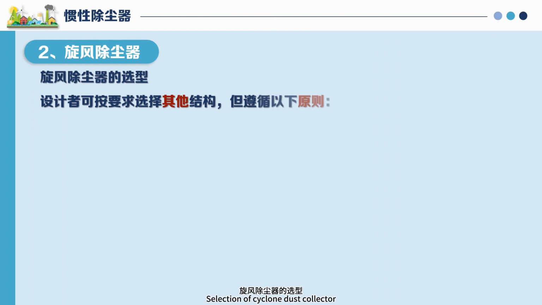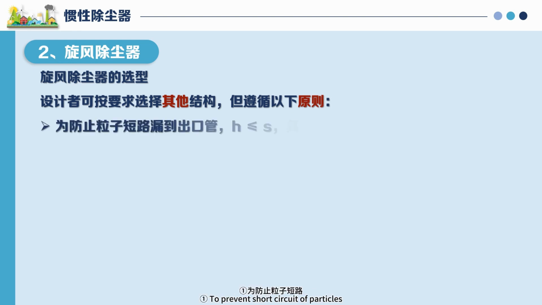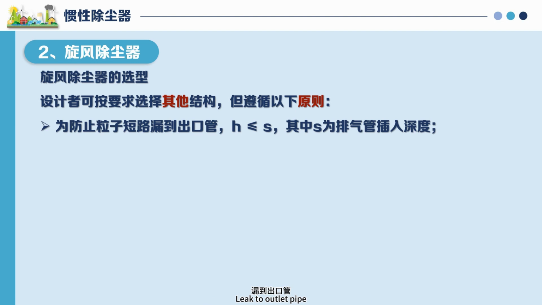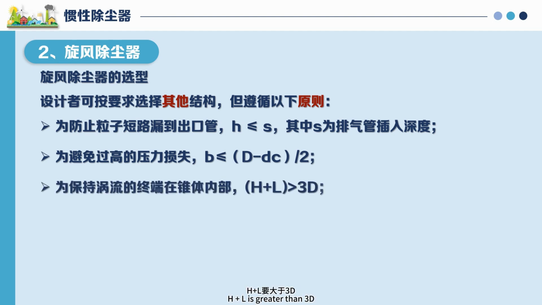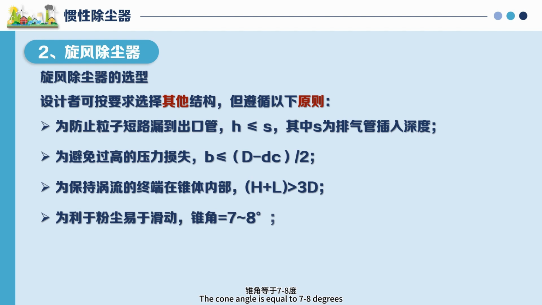Selection of cyclone dust collector. Designers can choose other structures as required. However, the following principles should be followed. 1. To prevent short circuit of particles leaking to the outlet pipe, H is less than or equal to S, where S is the depth at which the exhaust pipe is inserted. 2. To avoid excessive pressure loss, B should be less than or equal to 1/2 (D minus DC). 3. To keep the terminal of eddy current inside the cone, H plus L is greater than 3D. 4. In order to facilitate the dust to slide easily, the cone angle is equal to 7 to 8 degrees.